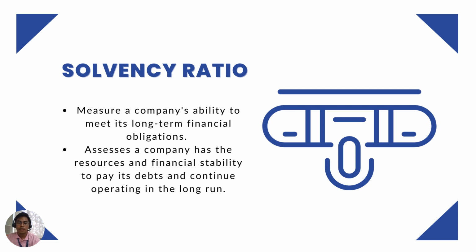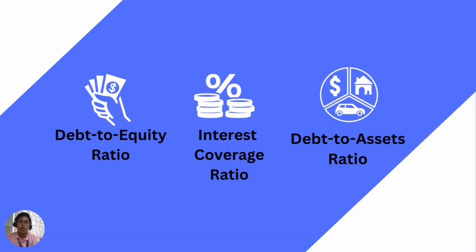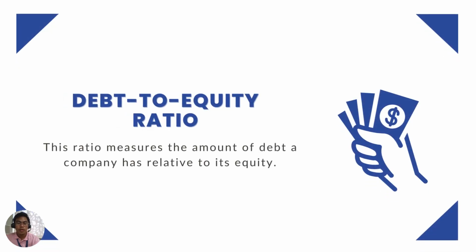There are several different solvency ratios that we can use to evaluate a company's solvency. One common solvency ratio is the debt to equity ratio, interest coverage ratio, and debt to asset ratio. But first, let's now move on to the debt to equity ratio.